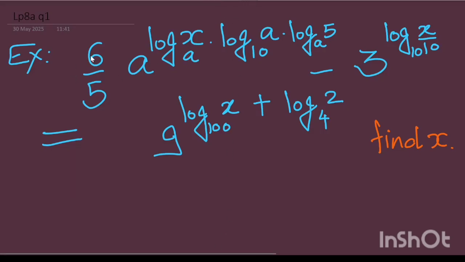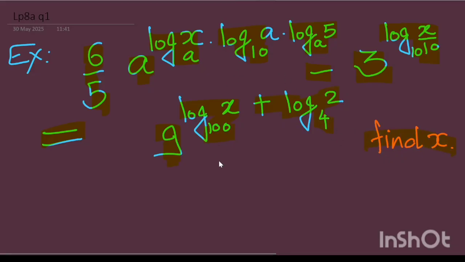Let's see this question, guys. This is 6 by 5 a to the power log x base a multiplied by log a base 10 and log 5 base a. All these terms are in multiplication. Then the next term is minus 3 to the power log x base 10, which is equal to 9 to the power log x base 100 plus log 2 base 4. We have to find the value of x.